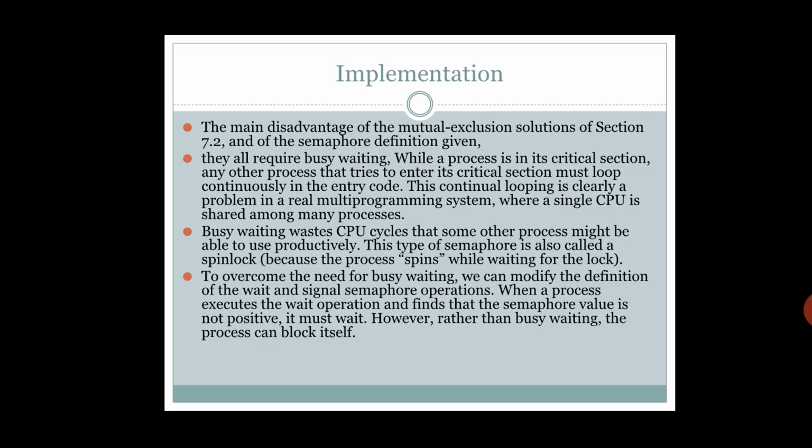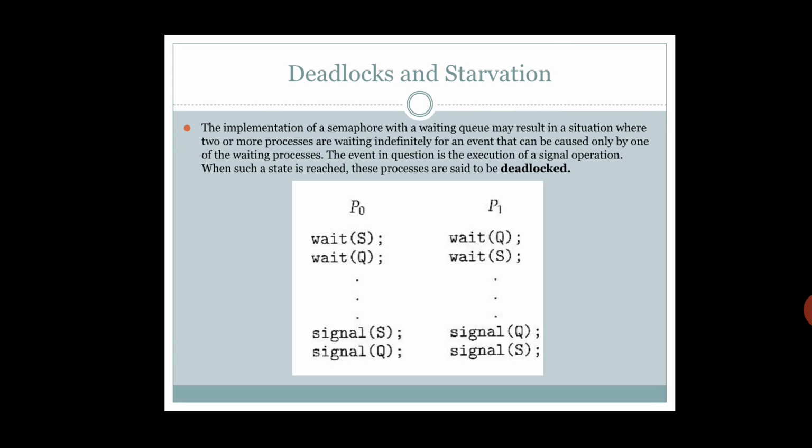Now rather than busy waiting, the process can block itself. So some concepts are given here. Spin lock, you have to remember this keyword in this particular slide. Now the next thing is deadlocks and starvation. This is also one important concept, because what you mean by deadlock and how exactly it occurs, we will see.